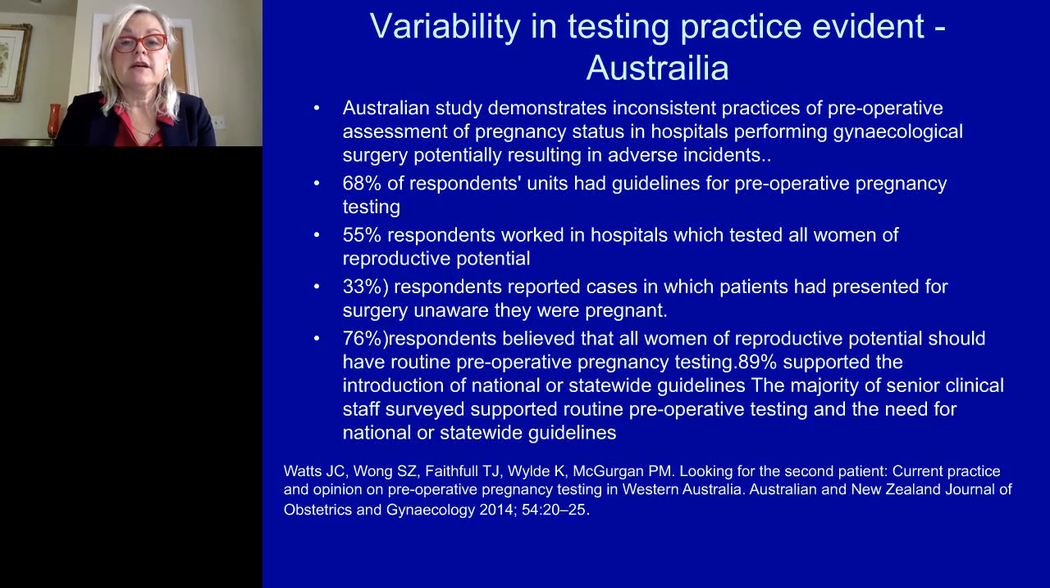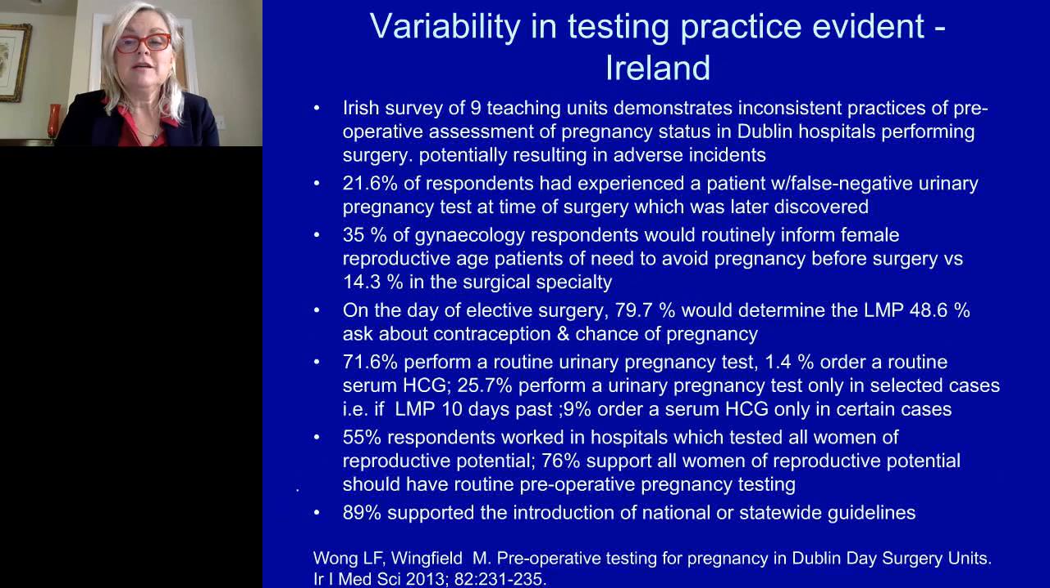And from Ireland, a survey of 9 different teaching hospitals in Dublin looked at what practice really is. And about 20% of respondents had a patient with a false negative urinary pregnancy test, which was later discovered. 35% said that they routinely informed patients of the need to avoid pregnancy before surgery of the gynecologist, but only 14% of the surgical specialists advised that.